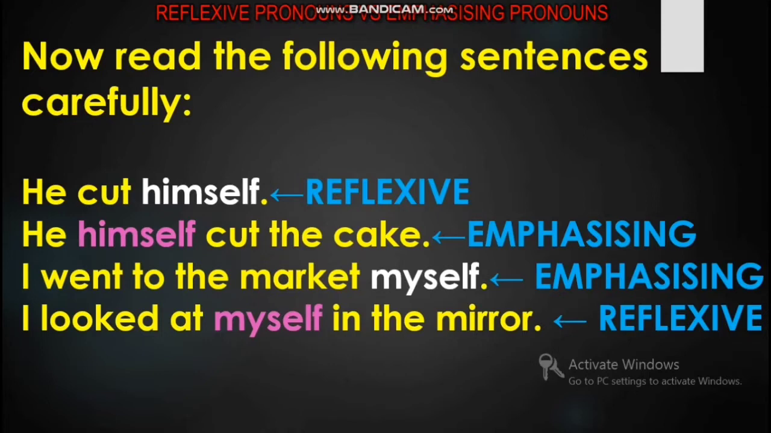I went to the market myself. In this case, myself is an emphasizing pronoun. I looked at myself in the mirror. In this case, myself is a reflexive pronoun. It creates a lot of confusion, students, because we see in the first two sentences the pronouns are similar, but in one case it is the reflexive one, and in the other case it's an emphasizing pronoun. Similarly, in the last two sentences the pronouns are the same, myself, but in the third one it is used as an emphasizing pronoun, and in the fourth one it is used as a reflexive pronoun. So this confusion will be sorted in the upcoming slides.